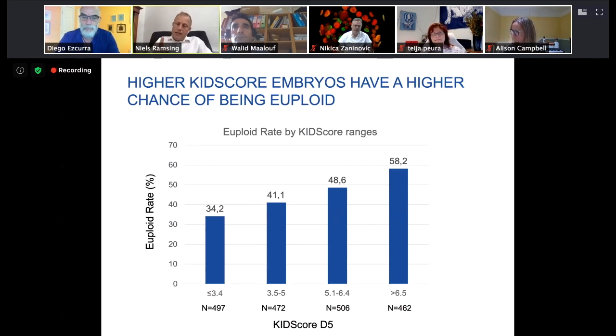Now, this does not mean that you can use time-lapse to select euploid embryos, but it does mean that if you really use time-lapse, you have a higher probability of selecting a euploid embryo if you use embryos from the best categories based on morphokinetic parameters. It's not a substitute for PGT, but if you don't do PGT, I think it's a very efficient way to still pick the best embryo.